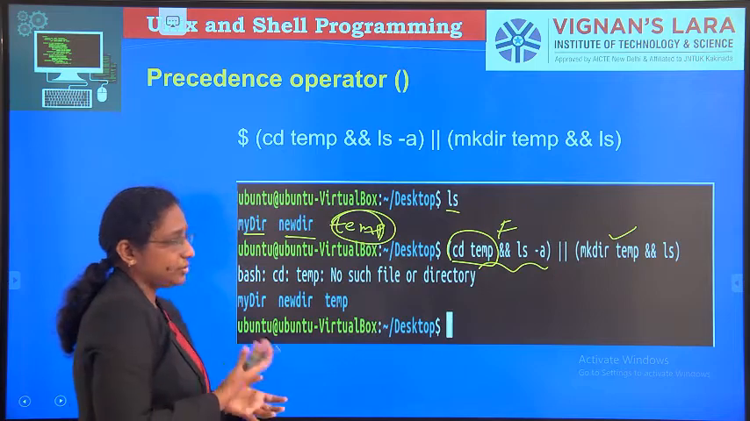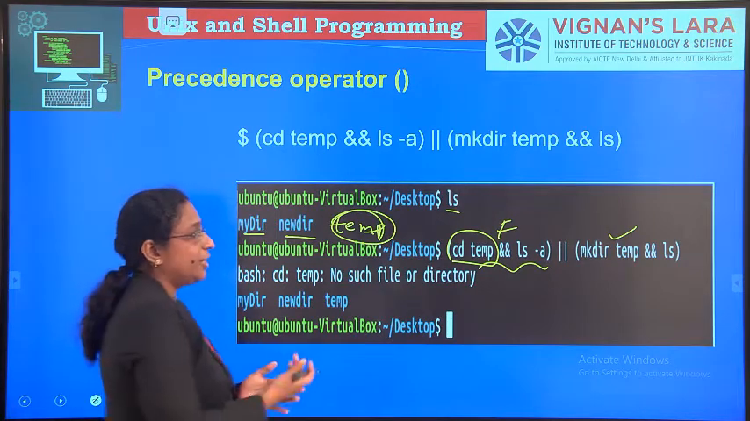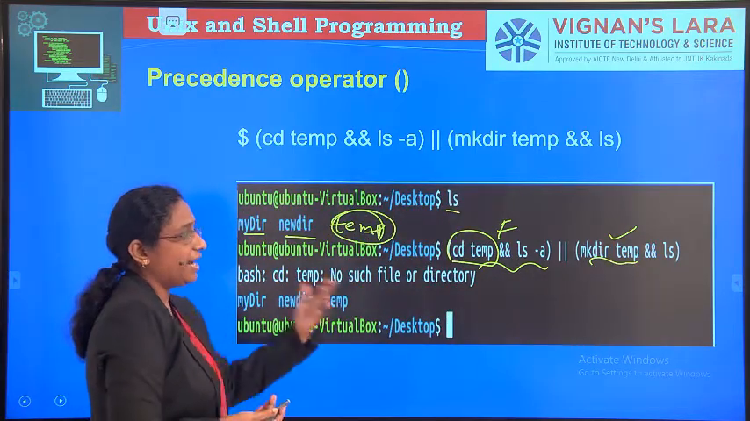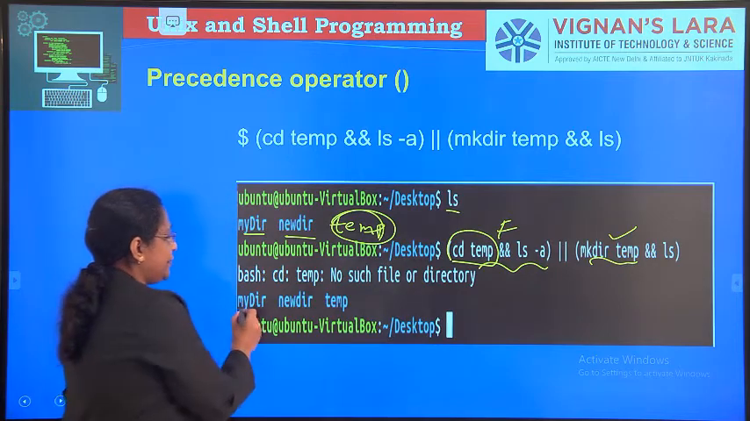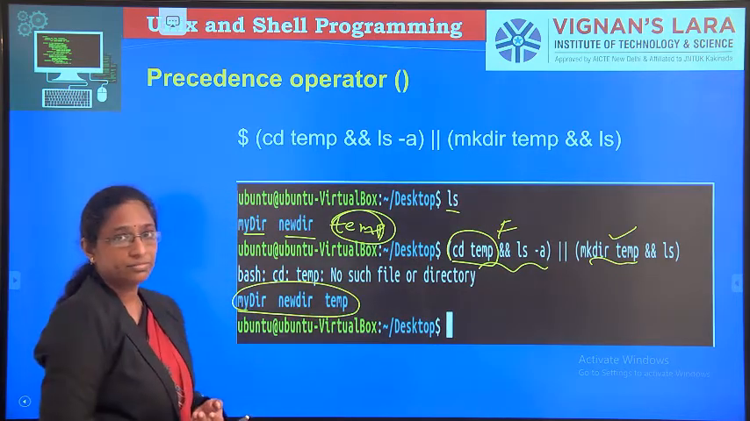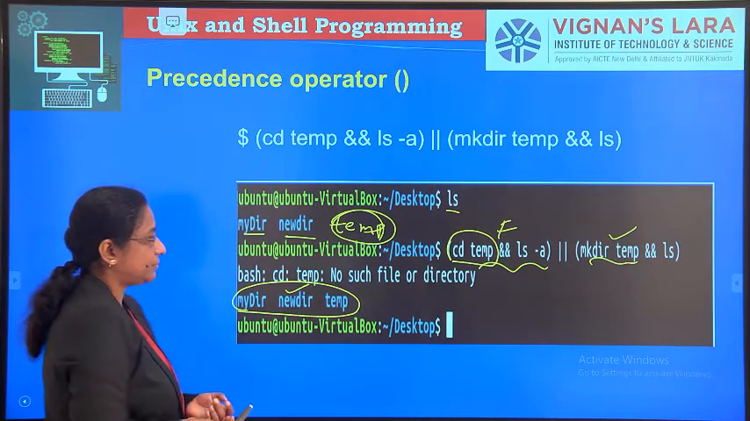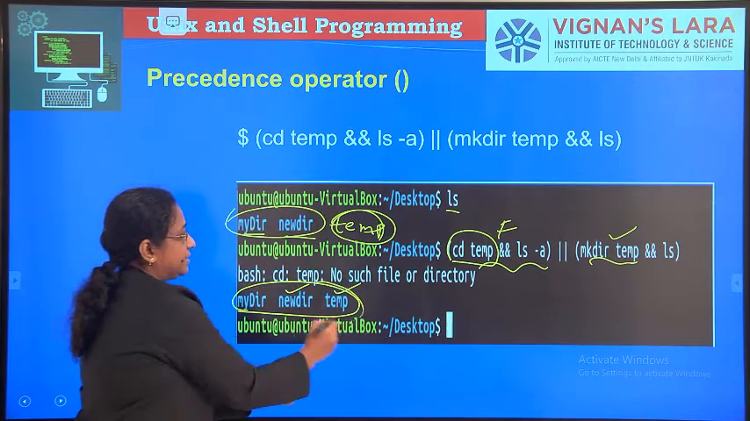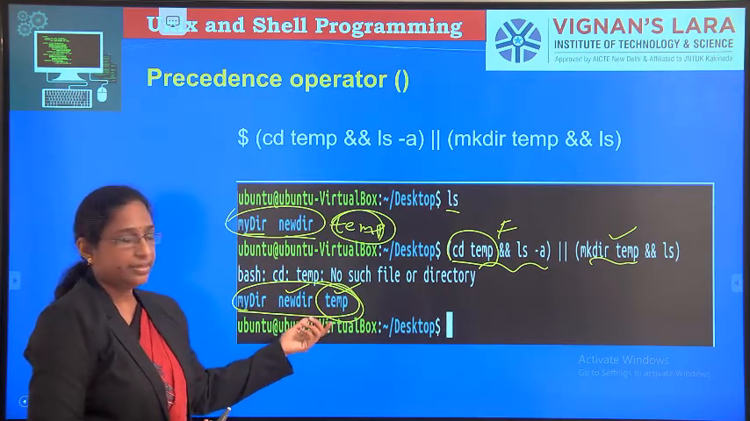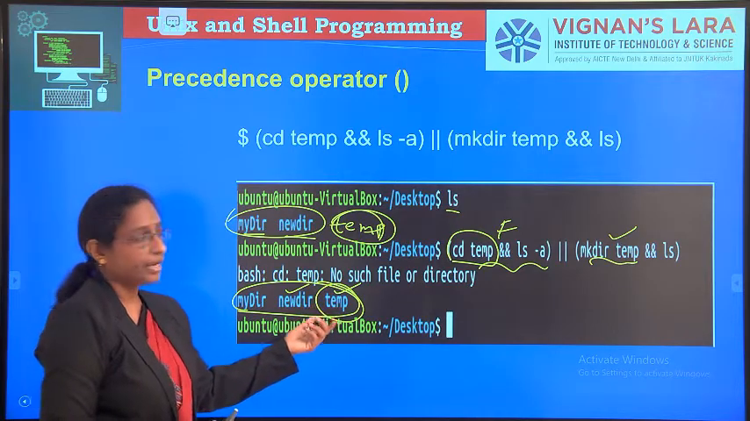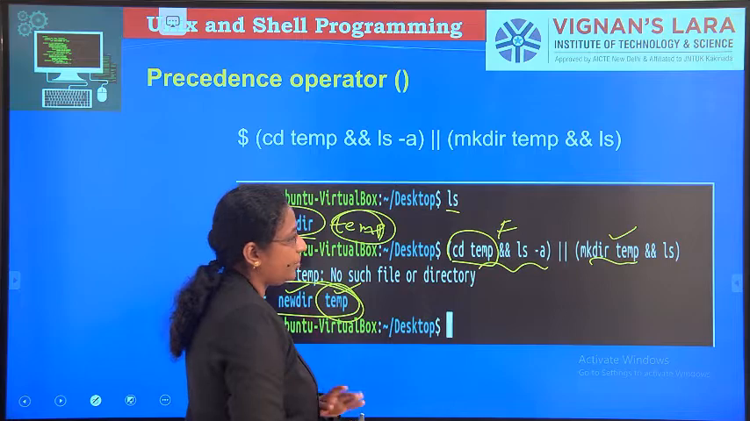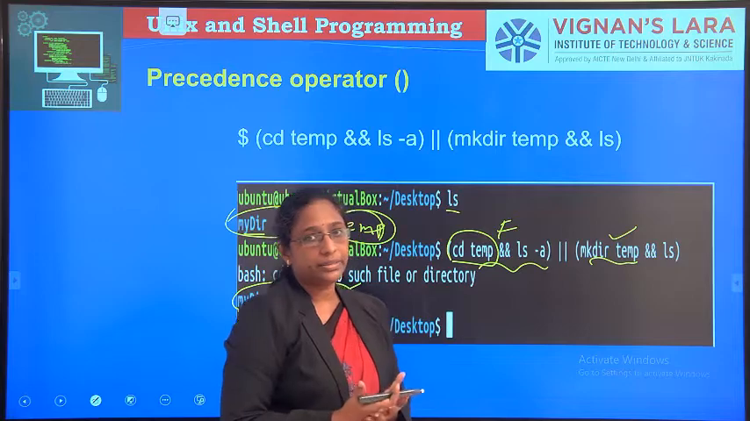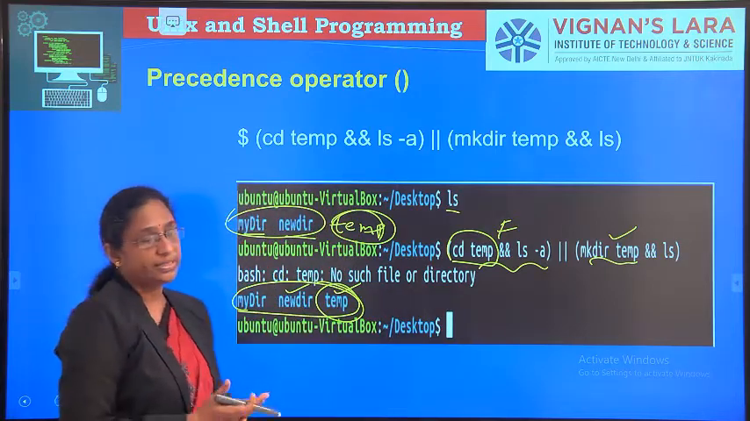There is no directory with temp, so now we are creating the directory. Now we are creating the directory and giving the ls command, and it will display all the directories. Now we can see this temp. It does not exist here before, but now it exists. That means the temp directory has been created. So that is the precedence operator, where we will be grouping the commands.